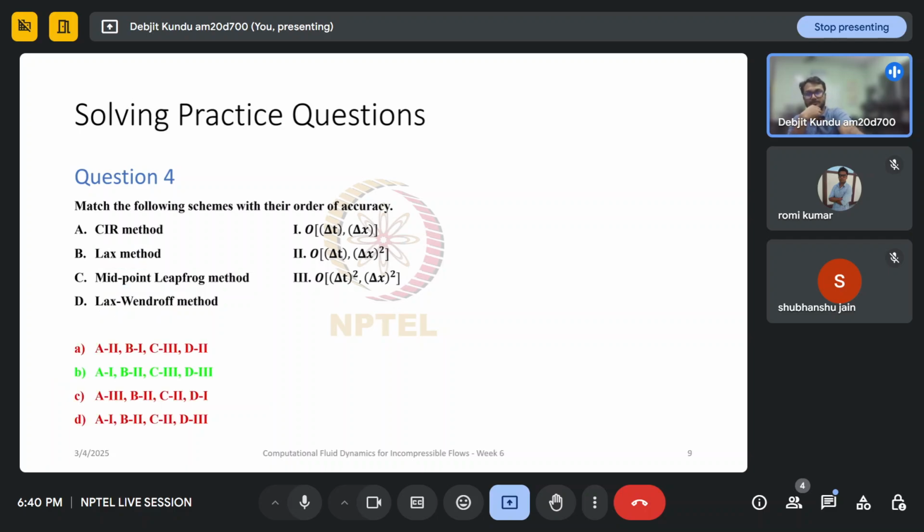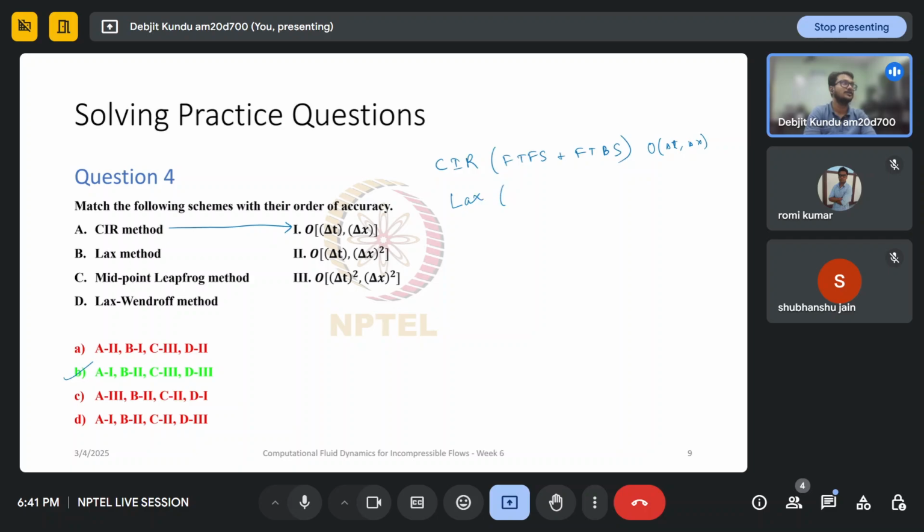Let's take a look at the solution. It's actually correct. Good. So basically, CIR method, we saw, okay, we didn't see this yet. Maybe in one of the next slides, we will see this in more detail. This is basically a combination of both forward in time, forward in space, and forward in time, backward in space. So this is basically first order in both time and space. So A1.